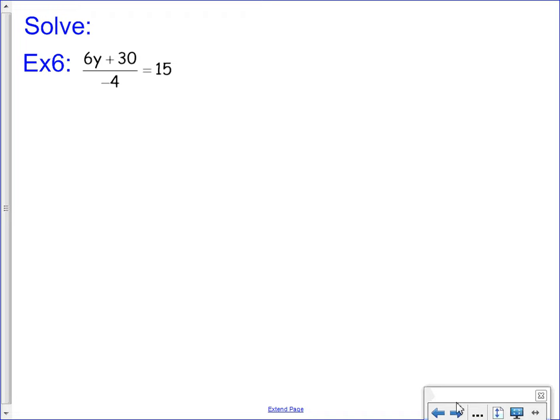Alrighty. Now what? Multiply by -4. So multiply the -4 to the 15 side. So you got 6y plus 30 equals 60. Then 6y equals 90. Y equals negative.